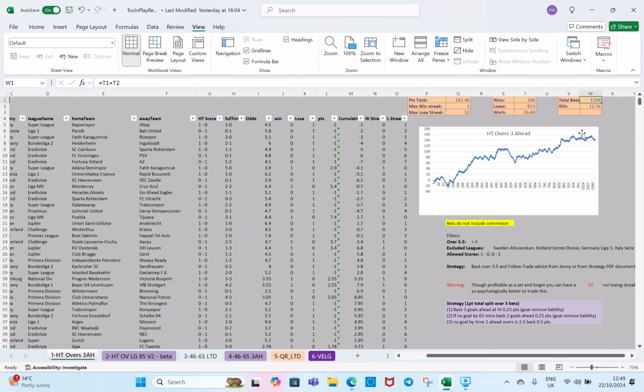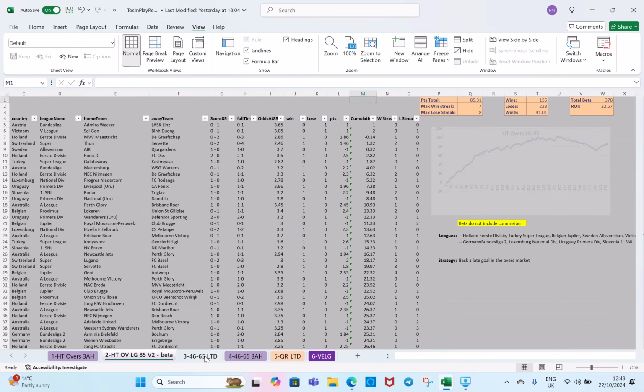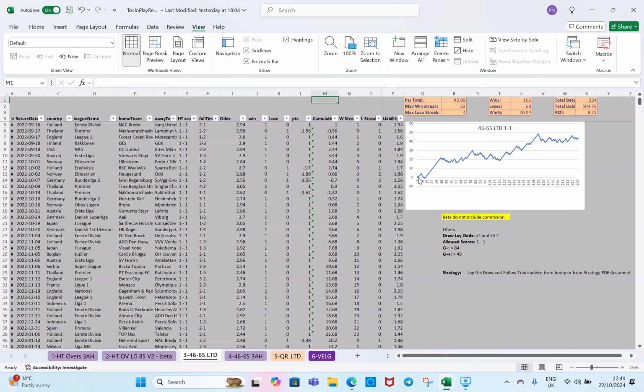You've got 1,109 bets, return on investment 12.76, and the point total 141. We've got a half-time overs, a late goal that seems to have gone up, and then it's sort of gone sideways a little. It's coming back now. Lay the draw, I would follow Johnny's advice in the room for that.